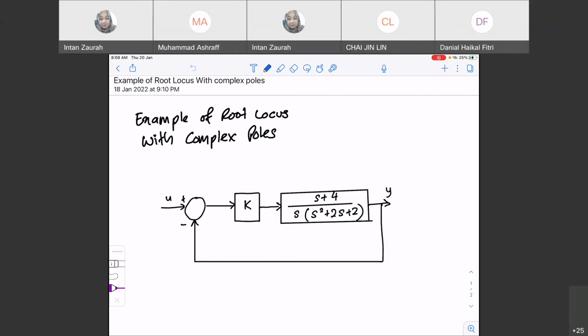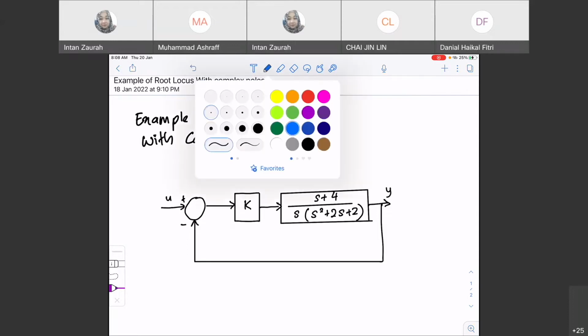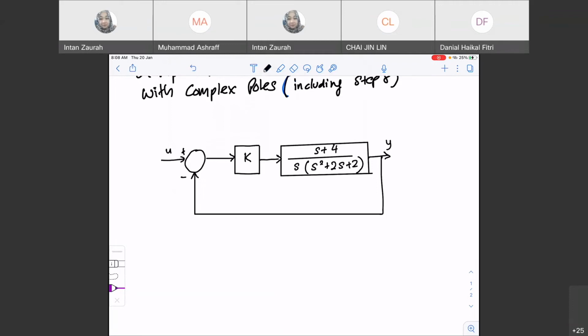I'm going to continue the class with an example of root locus with complex numbers, which will actually show you step number 8. Okay, so let's say we have this example of a problem. In this case, you have a controller, you have your system, and your feedback is an H with a value of 1. If you have H with a value of 3, for example, class, you need to include the value of H in the KGH.